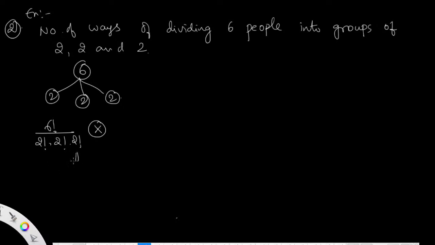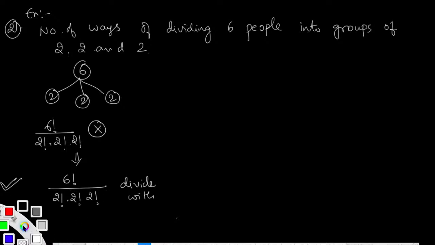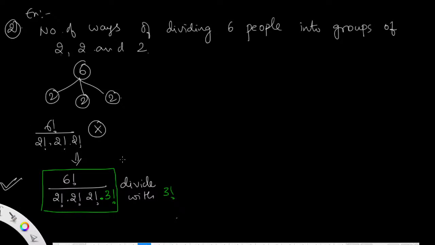The correct way is 6 factorial by 2 factorial into 2 factorial into 2 factorial, and then divide by the number of groups. How many groups are there? 1, 2, 3 groups are there. So for 3 groups, we divide by 3 factorial, then we get the correct answer. So we just divide by the number of groups factorial, that is 3 factorial.